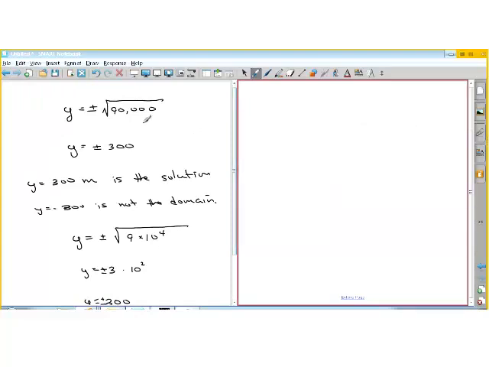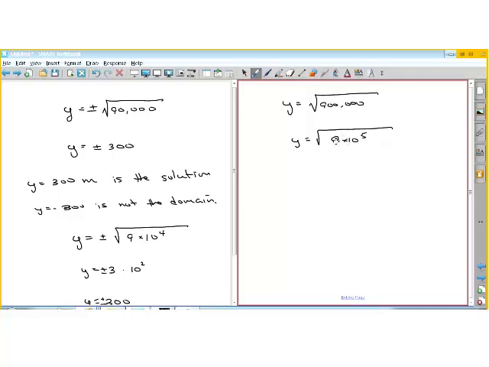That's the advantage: when you do 90,000, you're wondering whether it's 30 squared, or whether you have to take the square root of 90. Well, let me show you another example. Let's say you have the square root of 900,000. What would happen there? Well, that's the square root of 9 times 10 to the 5th.